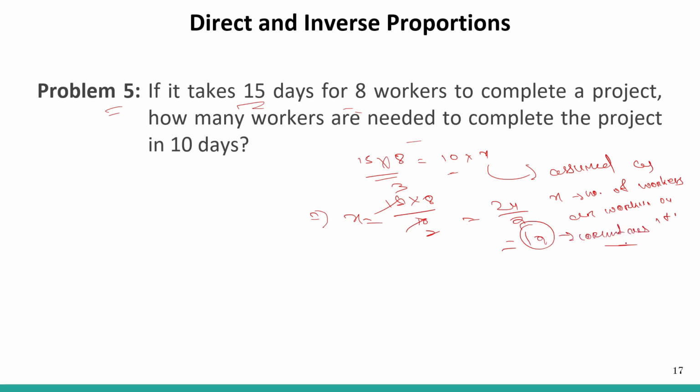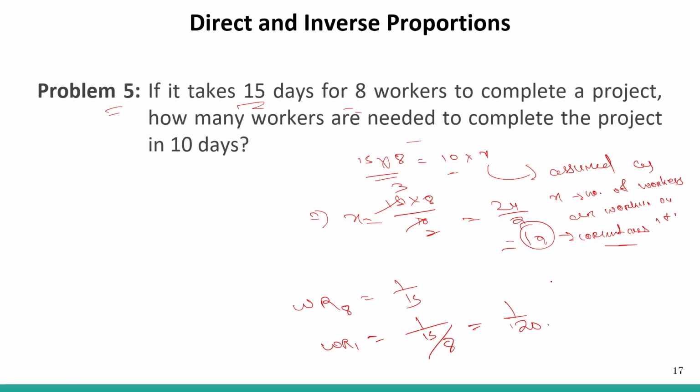We can also go forward with the traditional method. That is, if 8 workers completed the project in 15 days, then their combined work rate is 1 by 15. So WR1 is equal to 1 by 15 whole by 8, which is 1 by 15 into 8. So 15 into 8 is equal to 120.